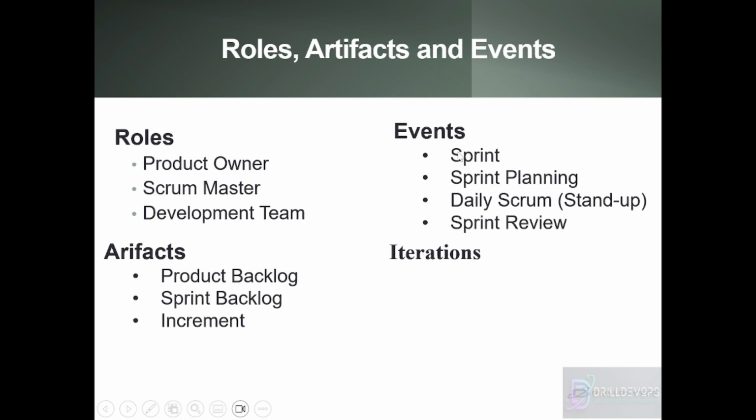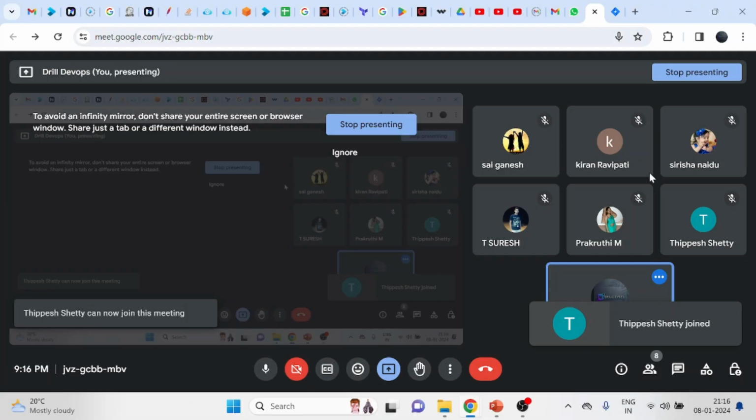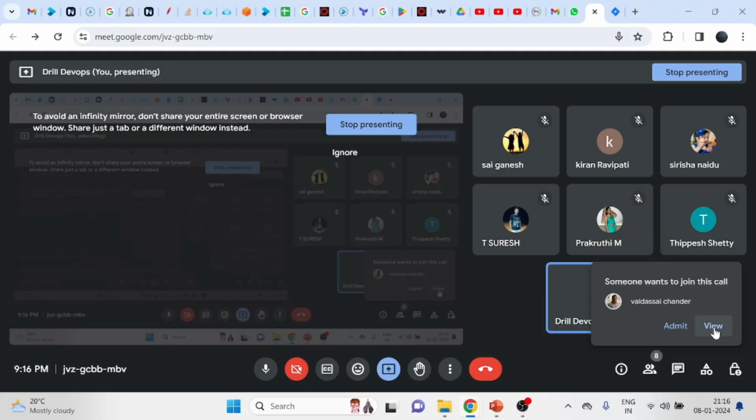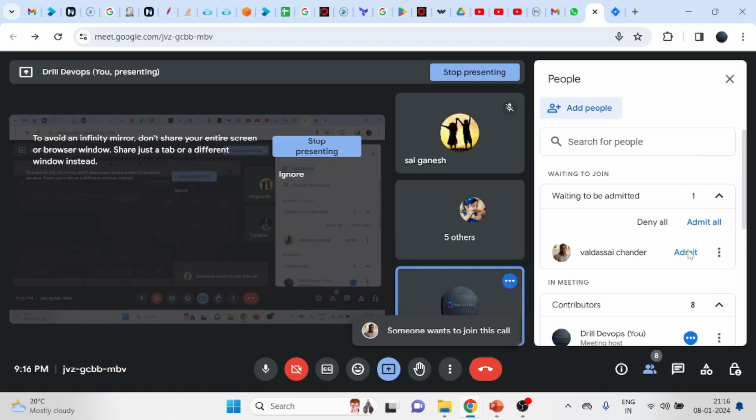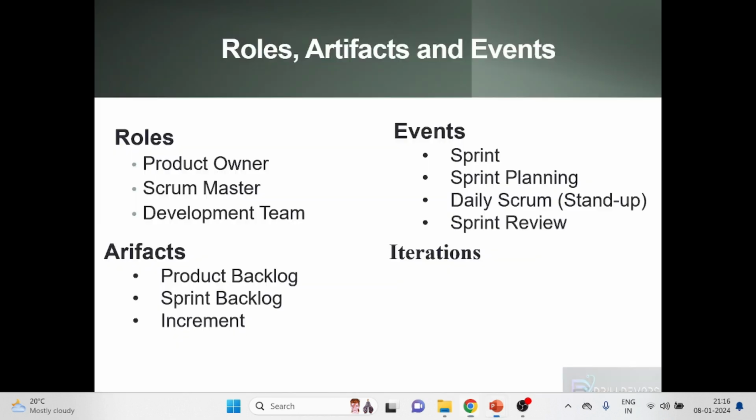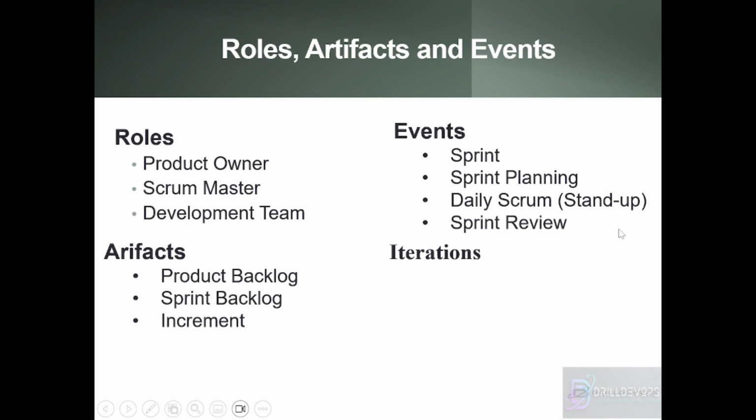Now events. So who are these people? What are the events that we actually plan in the Scrum model? We have sprint planning. The reason I'm mentioning sprint planning first is that it is where the sprint actually starts.